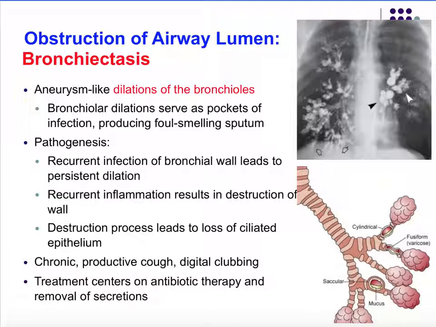So how do we treat bronchiectasis? Well, one of the things that we're going to focus on is antibiotic therapy because of the infections that can occur in this pocket of mucus, as well as to try to remove the excess secretions.